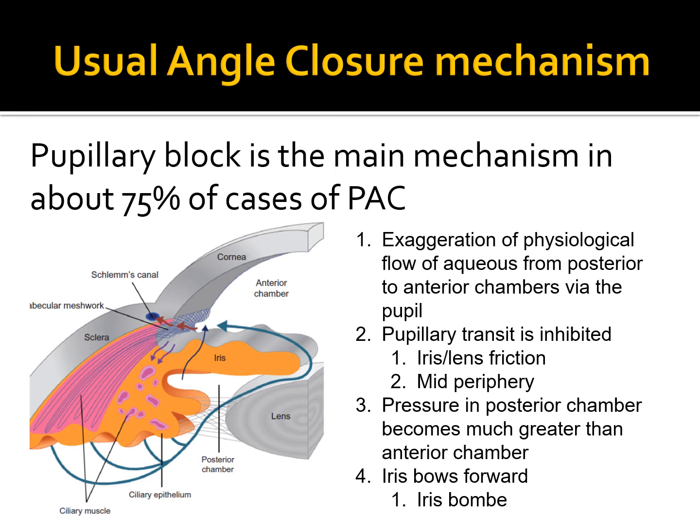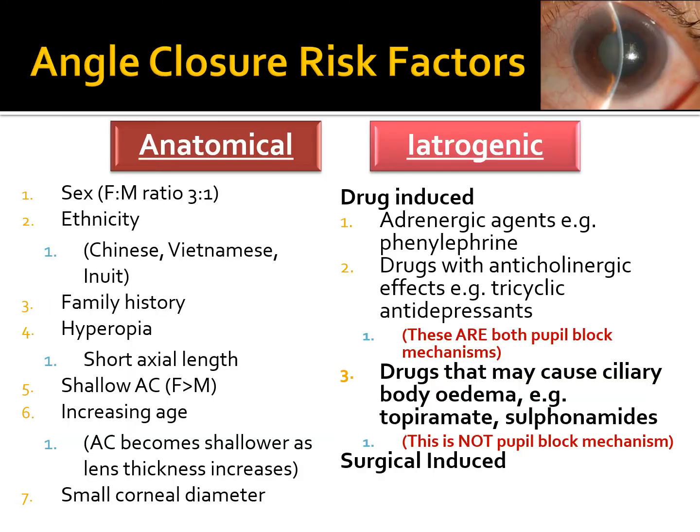So the usual mechanism, as we've already said, is where the normal flow of aqueous is disrupted, usually because the iris lens friction in the mid-periphery causes an increased pressure in the posterior chamber, bowing the iris forward, iris bombée, causing rapid and significant rises in IOP. That's the usual, and that's 75% of cases.